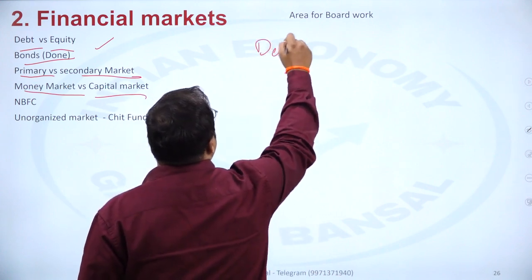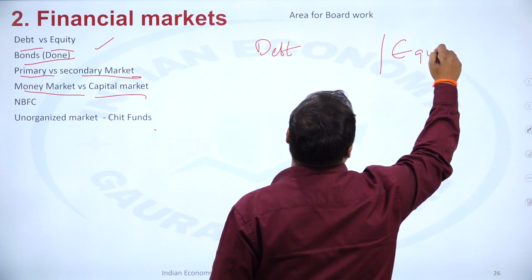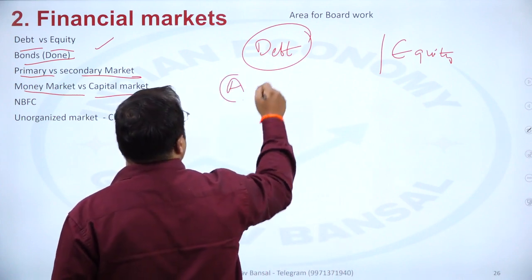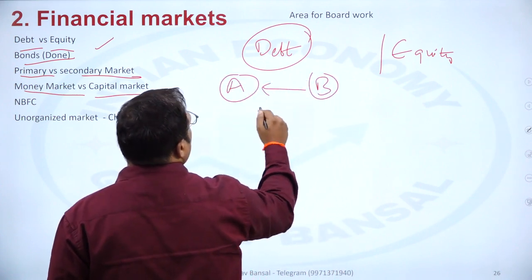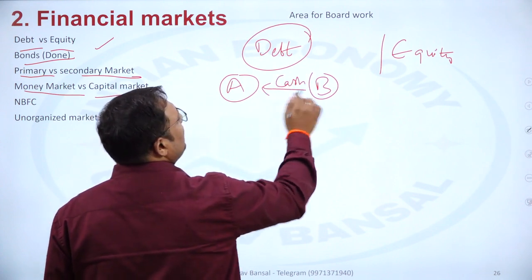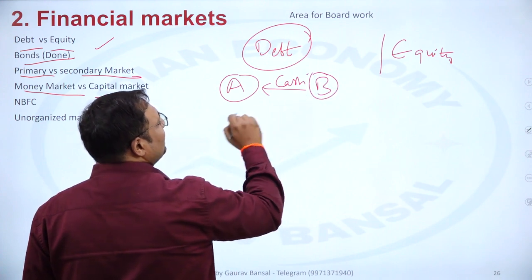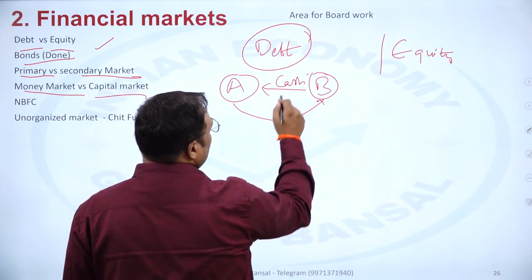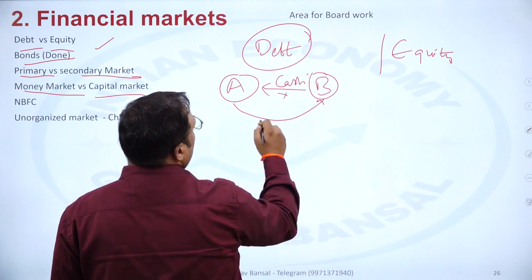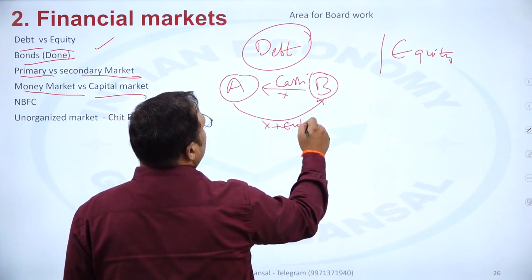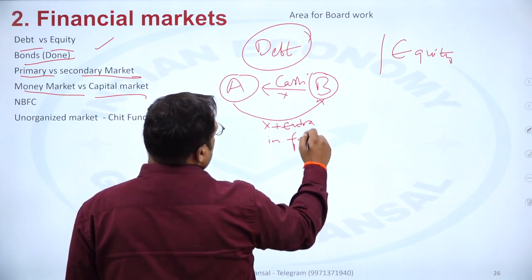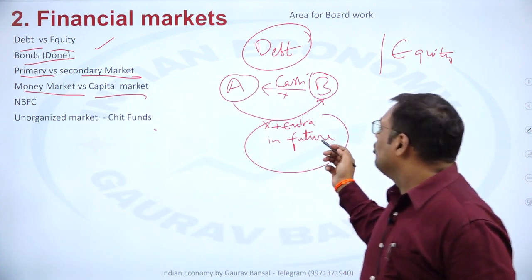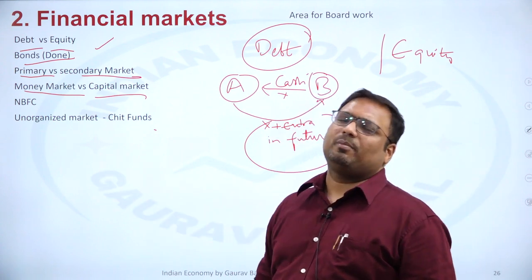So what is debt and what is equity? Debt is basically when party A takes money from party B, cash is taken by company A from B. In exchange, company A promises that I will pay you back this amount, let us say X, plus extra in future. So all your debt instruments look like that: you give me money today, in future I will pay you extra.